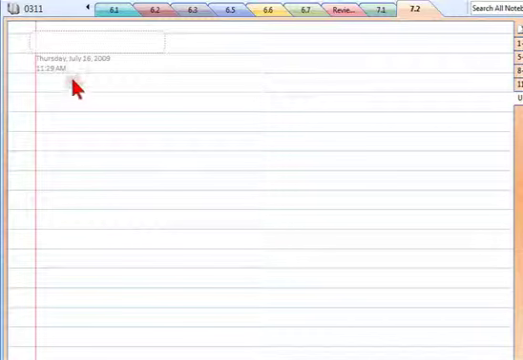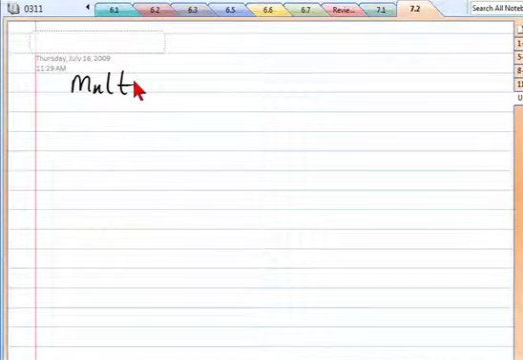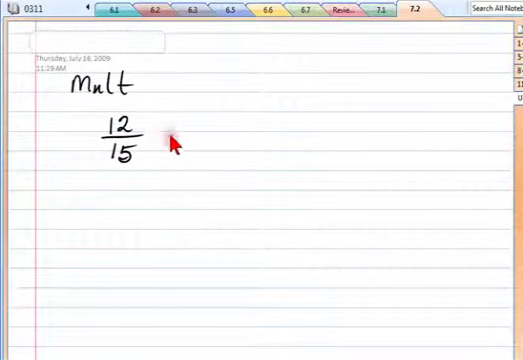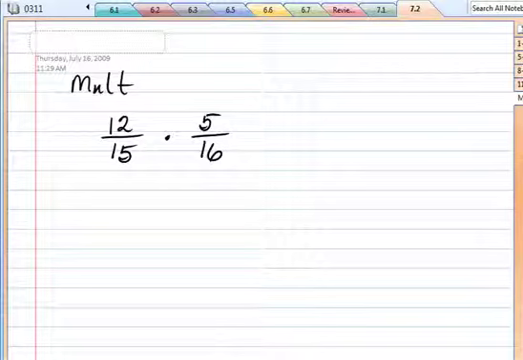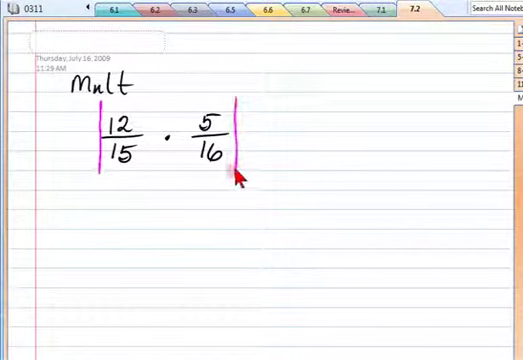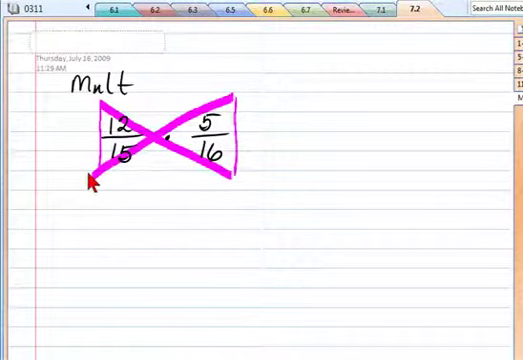And what if I ask you to multiply, and you don't necessarily even need to write this down if you're taking notes. I'll come back to the problems. What if I ask you to multiply 12/15 times 5/16? Do you agree you could, if you wanted to, multiply the tops, multiply the bottoms, and then try to reduce your answer? Or you can look this way, this way, this way, and this way to see if maybe you could reduce or simplify beforehand.